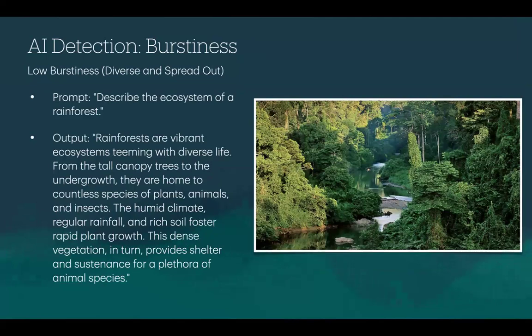If it's low burstiness, if it's diverse and spread out, so if I say "describe the ecosystem of a rainforest" and I put this maybe into Microsoft Copilot, I might get back: "Rainforests are vibrant ecosystems teeming with diverse life. From the tall canopy trees to the undergrowth, they are home to countless species of plants, animals, and insects." As we can see here, as we go through the rest of this paragraph, these sentences vary their structure a little bit. They don't mention rainforests, but they mention the density. However, they talk about the different kinds of species that are available and the climate.